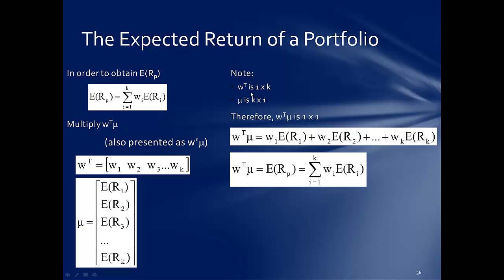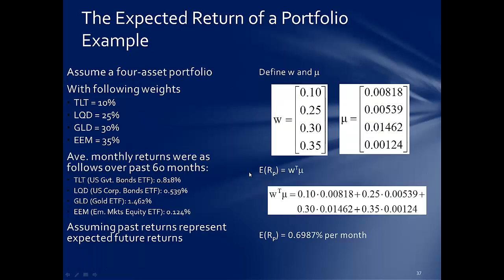Rule number 2 then tells us that the result of this multiplication will simply be a 1 by 1 matrix, which is the same thing as saying a single number or a scalar. So literally, W transpose mu would just be what? Row 1 multiplied by column 1. W1 times expected return 1, W2 times expected return 2, W3 times expected return 3, all the way down to Wk times expected return k, and we would add all that up to arrive at our scalar. So literally, in order to get portfolio expected return, all you have to do is take W transpose mu.